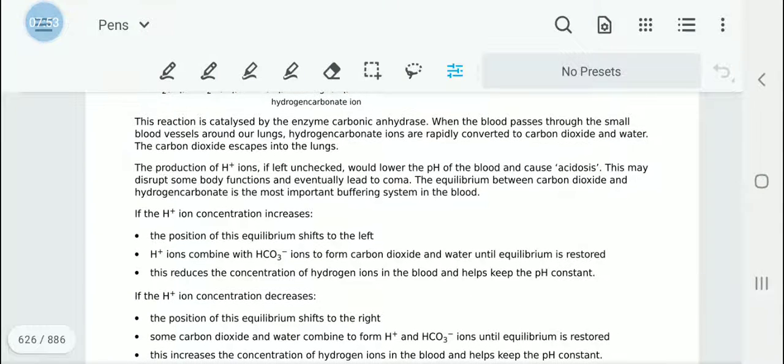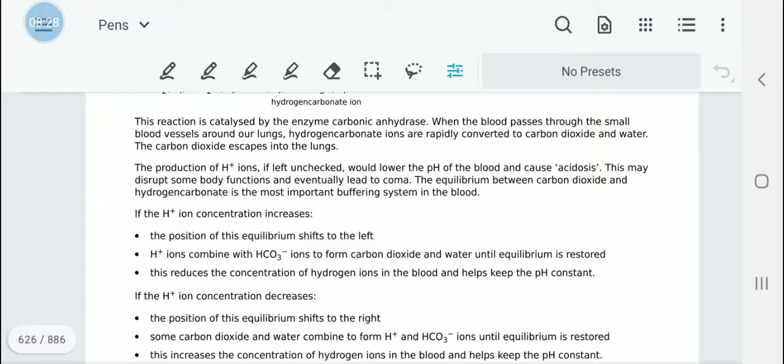So this is this particular reaction. So now you know from where we get hydrogen carbonate. There is an enzyme called carbonic anhydrase which catalyzes this reaction. When hydrogen carbonate ions go through the small blood vessels around the lung, it will be quickly converted into carbon dioxide and water, and then carbon dioxide will escape into the lungs and out of the body.